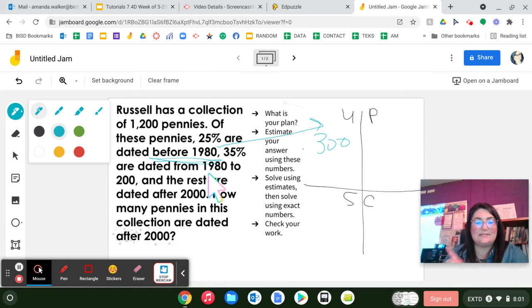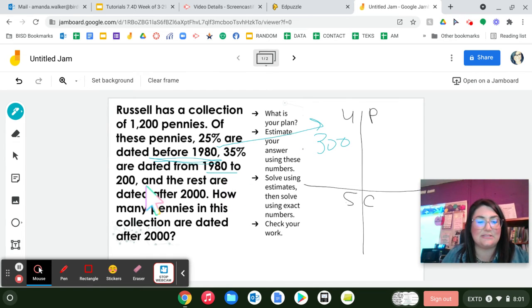So between 1980 and 2000, that should say 2000. So from 1980 to 2000, you have 420 pennies. One thing you should notice is that 300, which is 25%, is less than 35%. 300 is less than 420, so that makes sense. And it says the rest of them are dated after 2000.